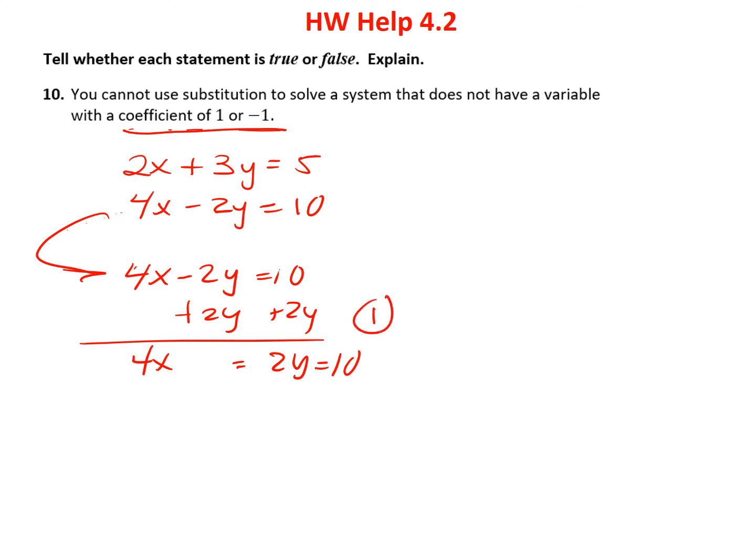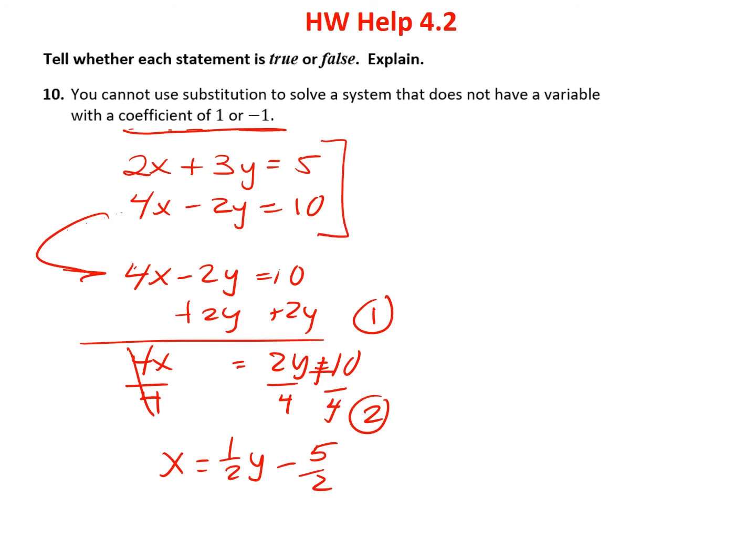I didn't do it in one step. I would then have to divide by 4 to get x equals 1/2 y minus 5/2. So I had to do 2 steps. I had to divide. It may be a little messier, but it can be done. By the way, this is the kind of problem where we're going to use the other method, elimination, when we move on to the next unit. But this is false. You can use substitution on any system of equations.